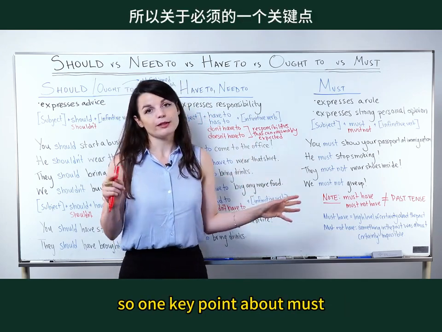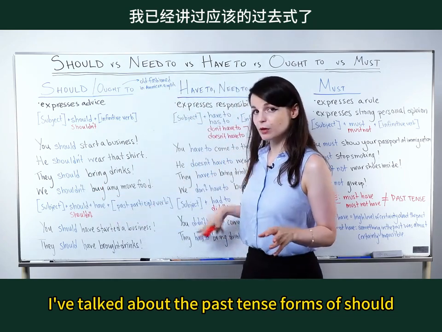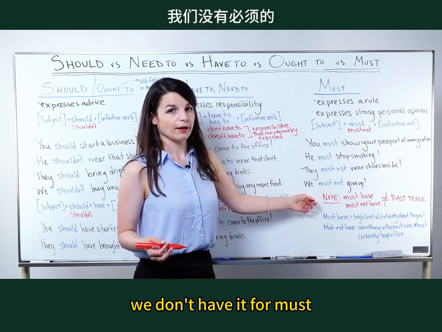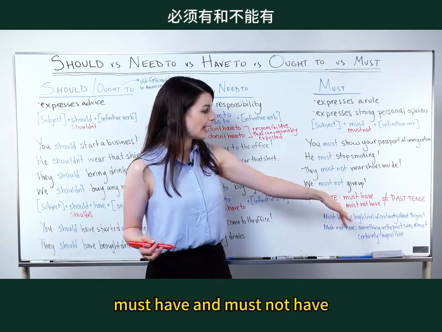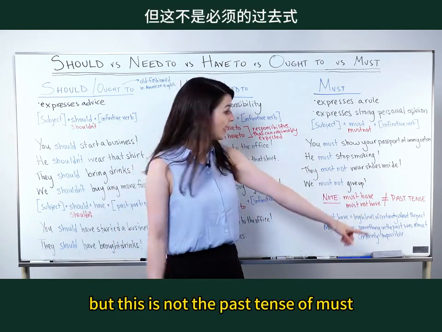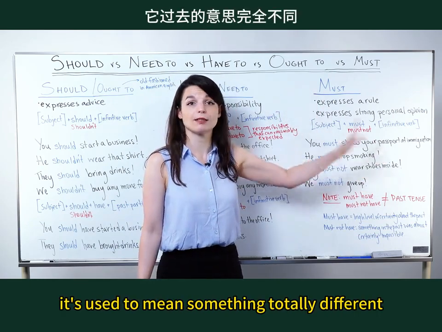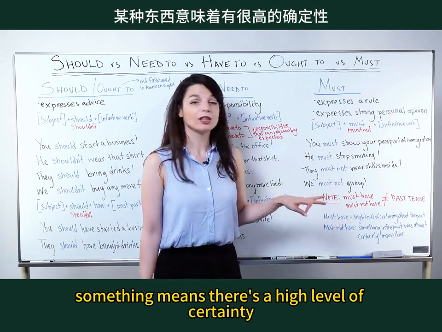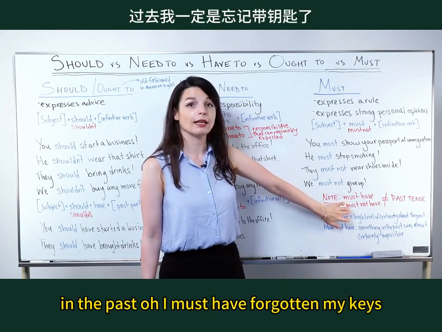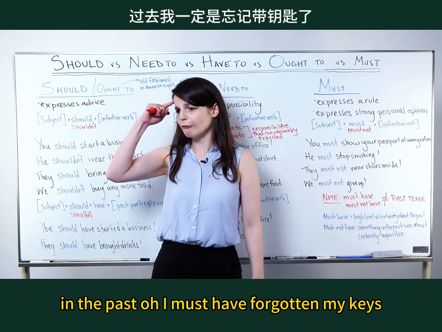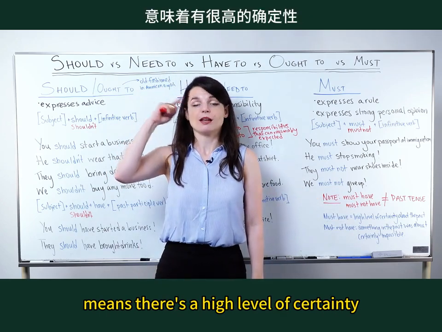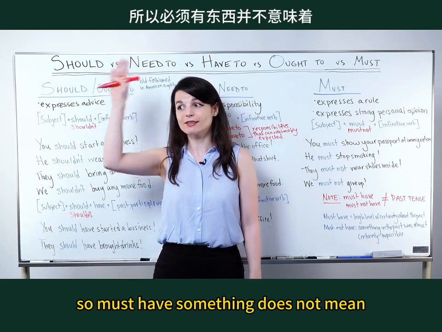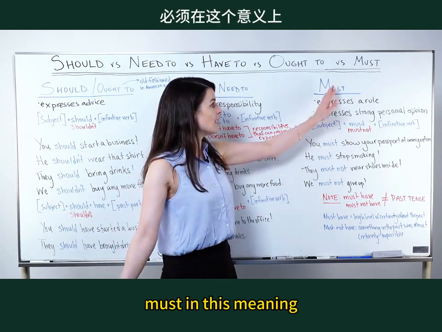So one key point about must. I've talked about the past tense forms of should and have to and need to and all that. We don't have it for must. I know that there is this pattern, must have and must not have, but this is not the past tense of must. It's used to mean something totally different. Must have plus a past participle means there's a high level of certainty about something in the past. Oh, I must have forgotten my keys means there's a high level of certainty that I forgot my keys. So must have does not mean must in this meaning.